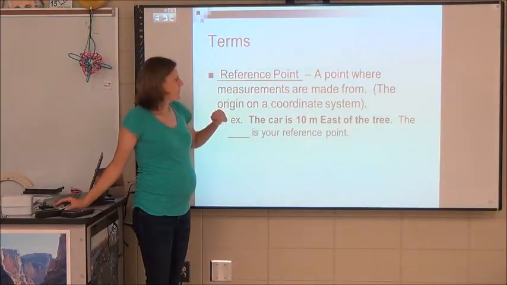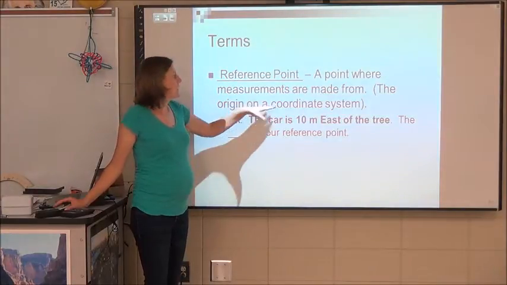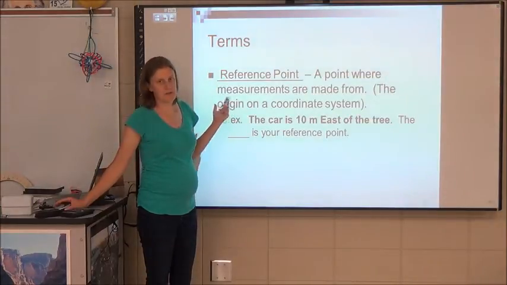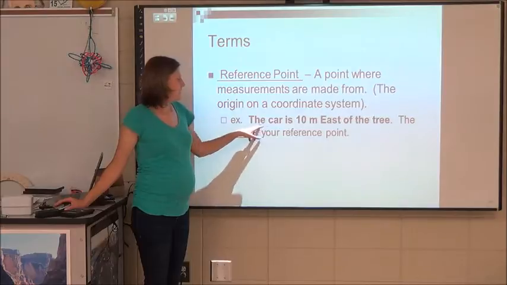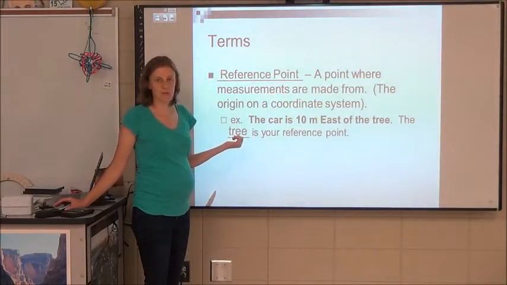Okay, reference point. It's usually sort of just a given, known thing, but it's just the point where the measurements are made from. If we're drawing something out in the coordinate system using vectors, we're usually going to make that the origin. So if I say the car is 10 meters east of the tree, obviously the tree is the reference point.